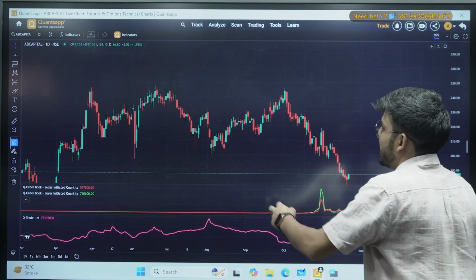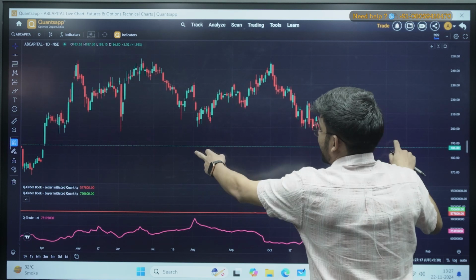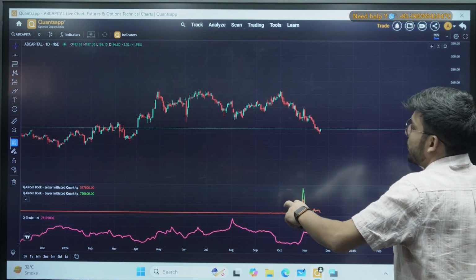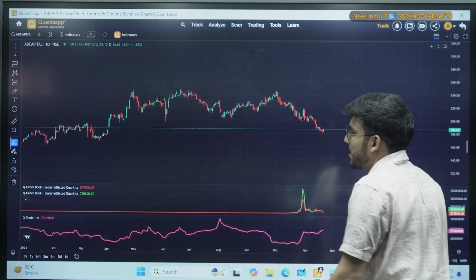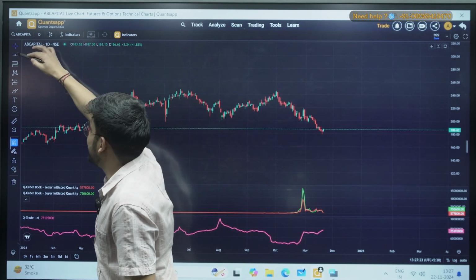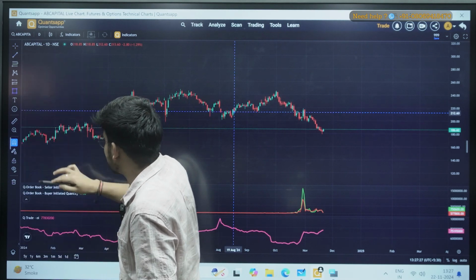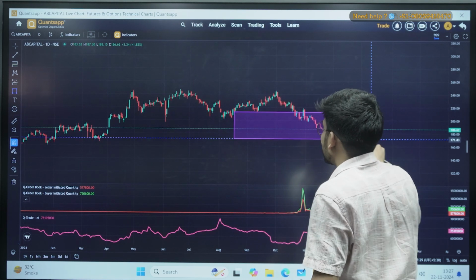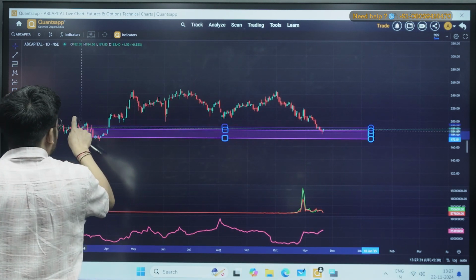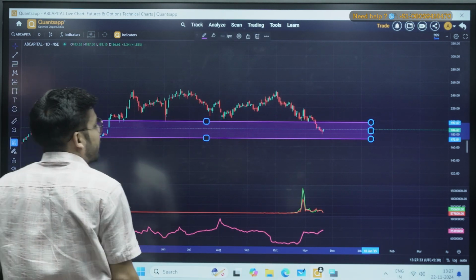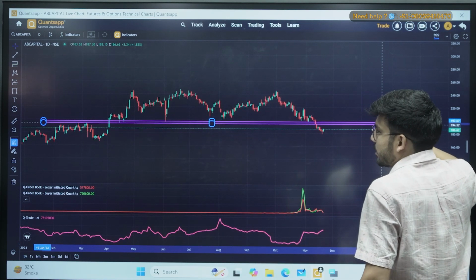Okay, AB Capital. Now you can see what we were finding out. We want to know which stock was giving me the breakout of the support. Clearly, you can see if I make a range here, or if I just mark a support or resistance. So let's see. This is my resistance here, support here, sorry, my bad. This is my support here.